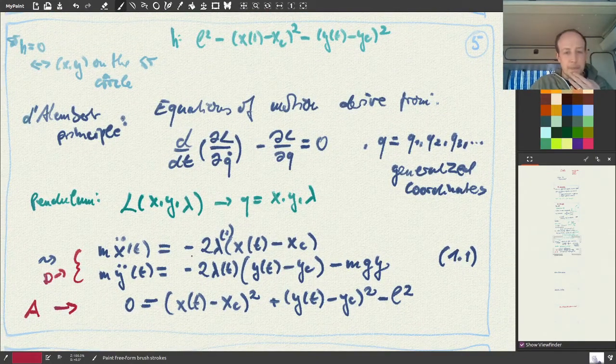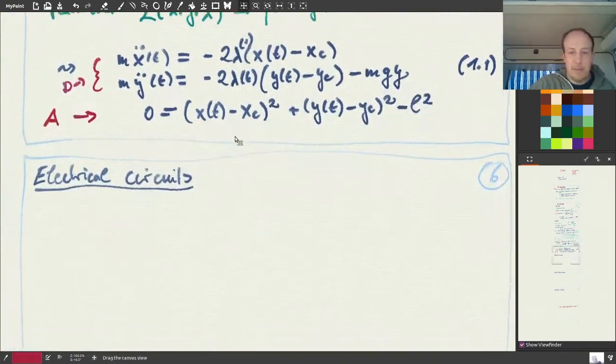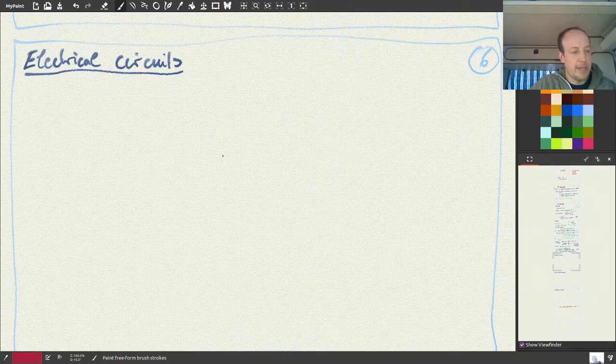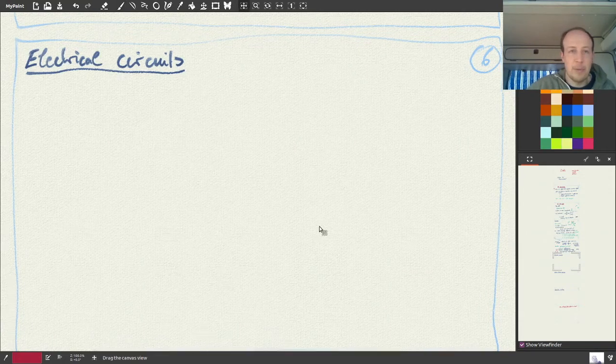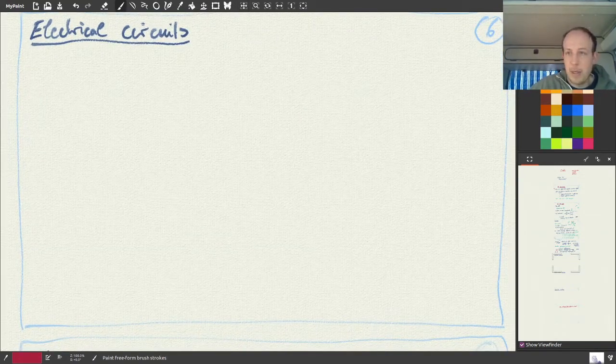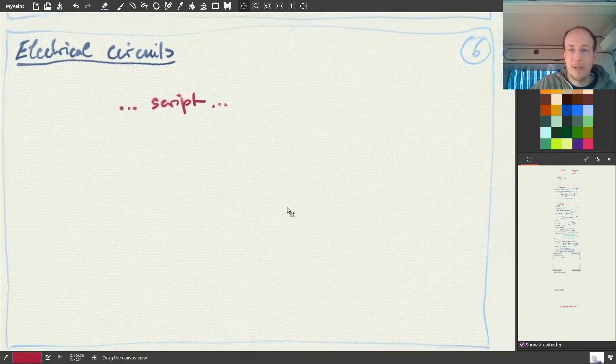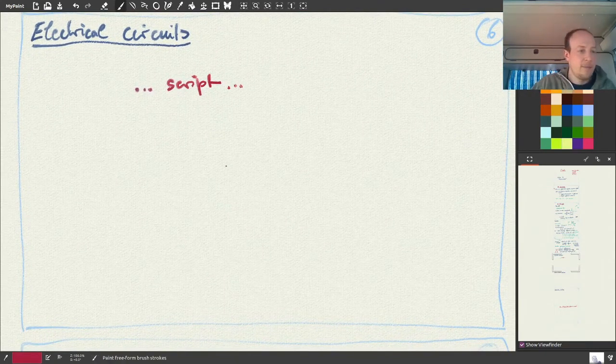Alright, do we still have time for the electrical circuits? Okay, maybe we skip the electrical circuits, have a look in the script. Maybe I will just write down the equation, because that's an equation we will work with as well. If we have electrical engineers among us, please write me, then maybe we can have an extended exercise on that. Please check the script.